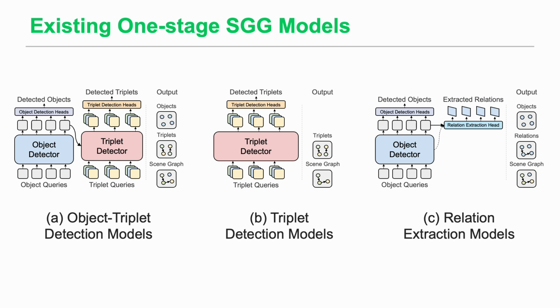However, object triplet detection models required sophisticated triplet detectors to obtain the necessary information for triplet queries from the object detector. Moreover, triplet detection models lack the ability to detect objects without relation by focusing solely on triplet detection without an object detector. Relation extraction models that extract a scene graph without separate triplet queries or detection models did not use inherent relationship information among the object queries in the object detector other than the final hidden representations.